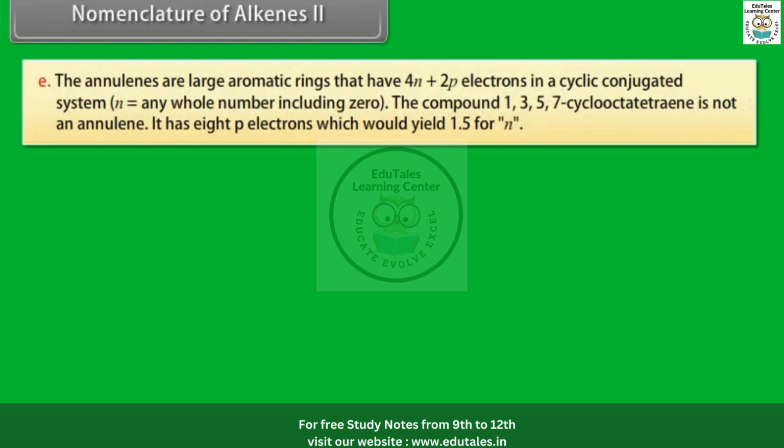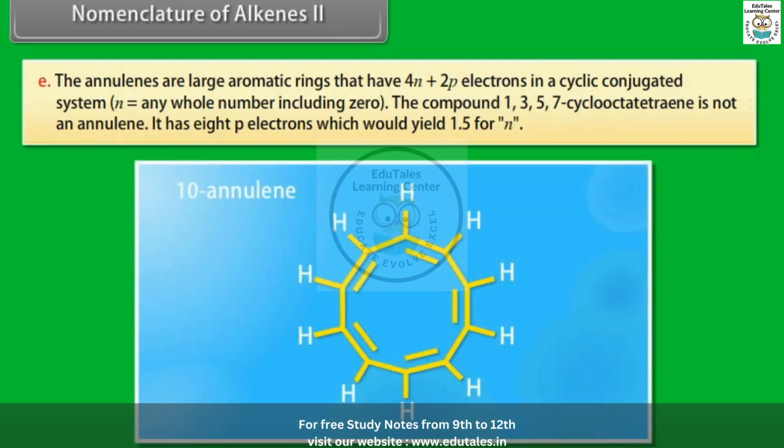E. The annulenes are large aromatic rings that have 4n plus 2 pi electrons in a cyclic conjugated system. That is, n is equal to any whole number including 0. The compound 1,3,5,7-cyclooctatetraene is not an annulene. It has 8 pi electrons, which would yield 1.5 for n. Structure of 10-annulene.